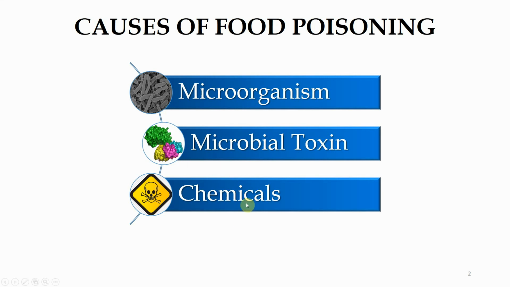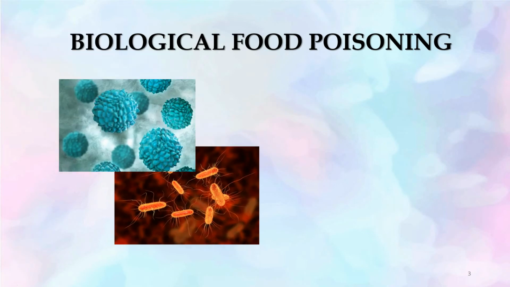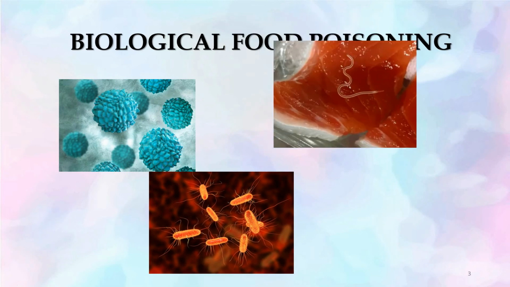The third will be chemical contamination in food. Chemical contamination can be from the environment, industrial waste, pesticide, or food additive. Biological contamination is the most frequent cause of outbreaks. This is because food poisoning caused by biological contamination shows symptoms in a short period of time, ranging from few hours to few days. As shown in this slide, there are norovirus, bacteria, and parasites.